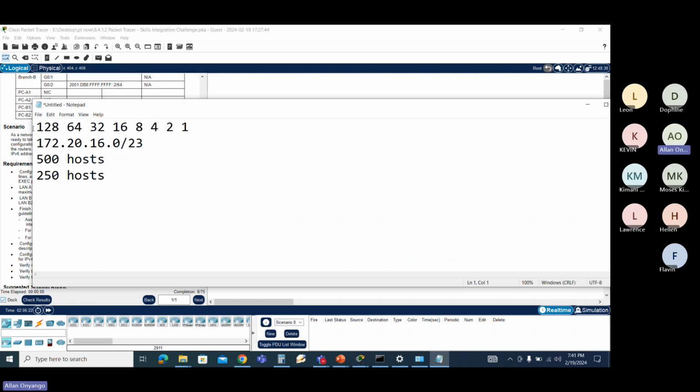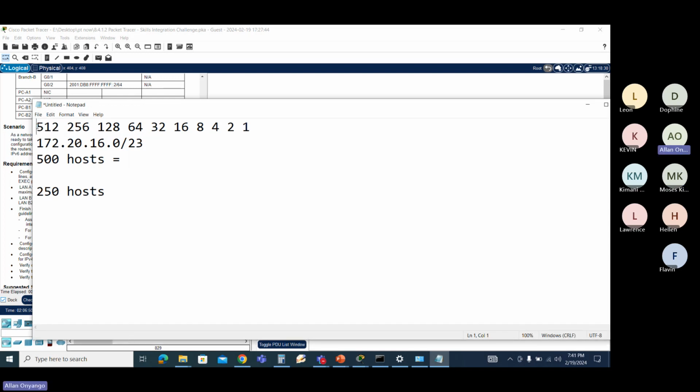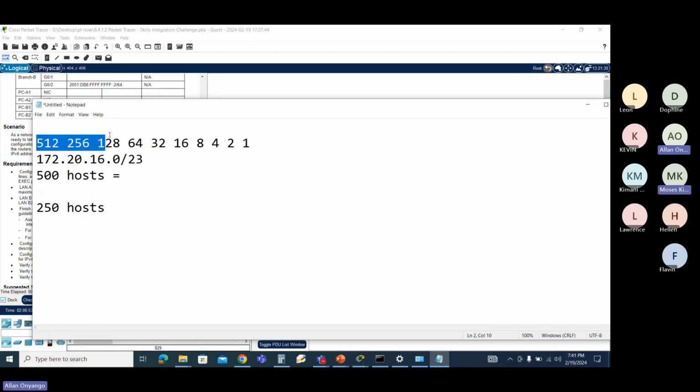That is okay. So let's go. Because we are seeing 500 here, we need to double 128. 256, double this. 512, isn't it? Very good. Now, let's start with the 500 hosts. 500 hosts means how many bits are here? Where does 500 fall? On 512, isn't it? How many bits are there? Very good. Yeah, 9. Very good. You people are doing my assignments. So we need 9 bits here to be preserved.